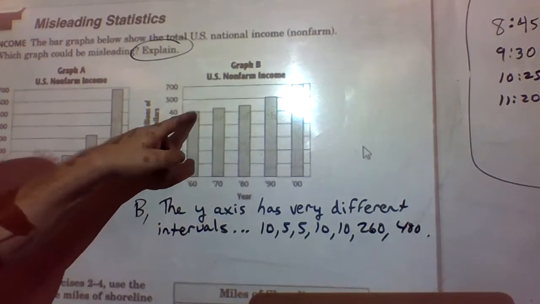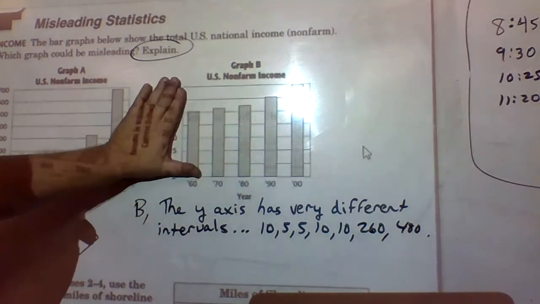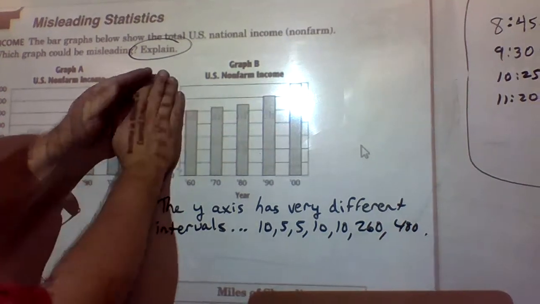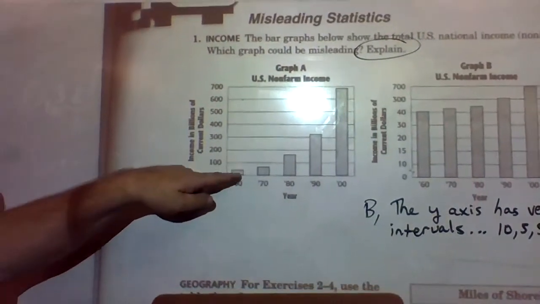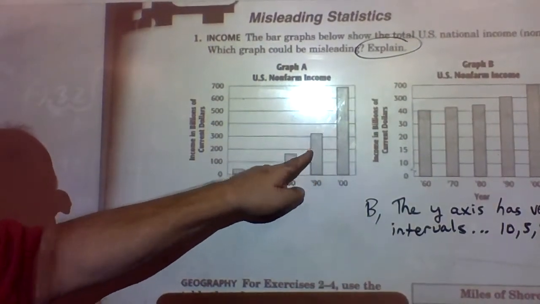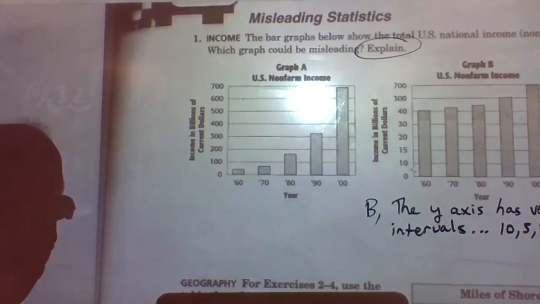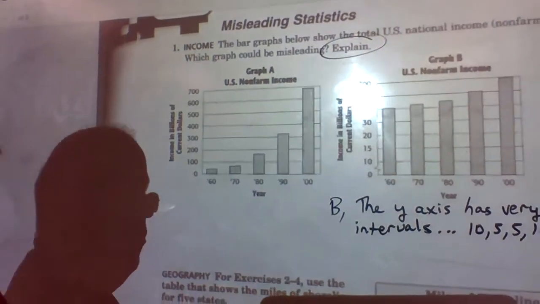This one makes it look like all of the numbers are pretty close to each other. If you don't see the numbers off to the left, these bars look very similar. But when you see them like this, it's obvious that 2000 is blowing all these other ones out of the water, so to speak. Okay? So that's the first one.